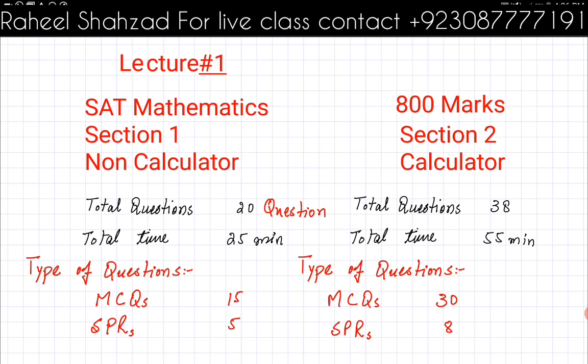In section number 2, the calculator portion, we have 38 questions and 55 minutes are given for these 38 questions. When we talk about the type of questions, there are 30 MCQs and 8 student produced responses. Okay, so this is the basic structure of SAT Maths. SAT 1 is what it is usually known as.